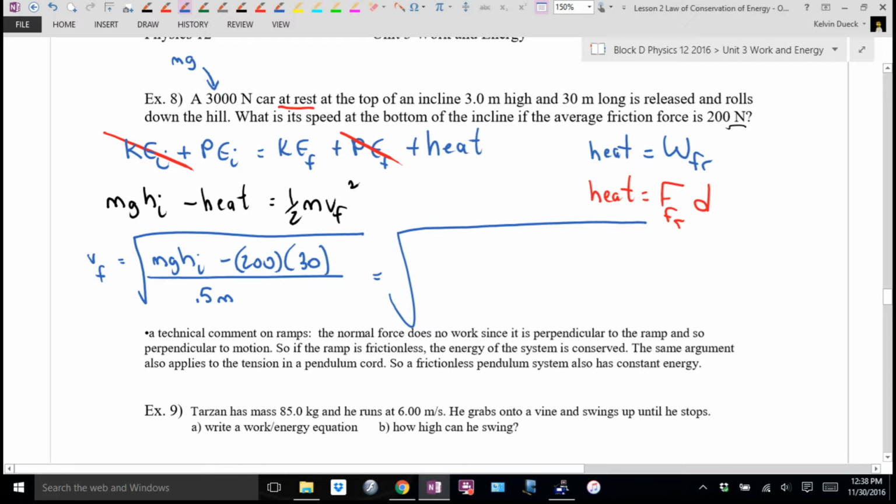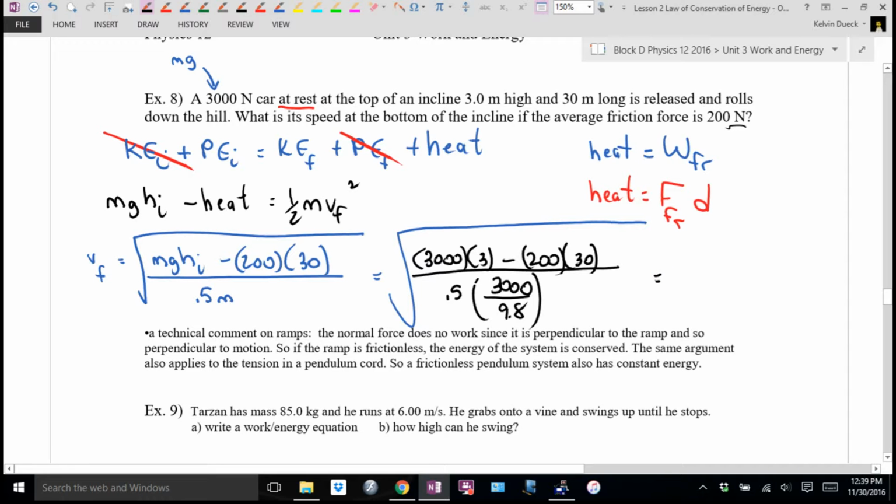It's going to be m. I don't know m. Well, wait a minute. What did I say this 3,000 was? Not m, but then you know what? Why don't I just put 3,000 in for mg, and then I'll times by h, 3, minus force of friction times the distance of friction. There's heat. Divided by 0.5 m. Oh, you know what? 3,000 divided by 9.8. That'll convert it back to kilograms, right? Okay.